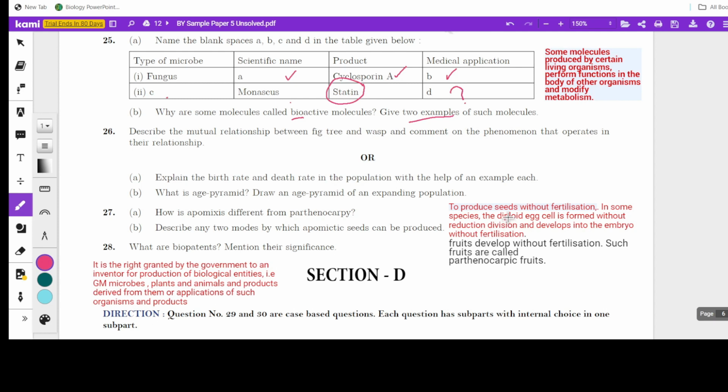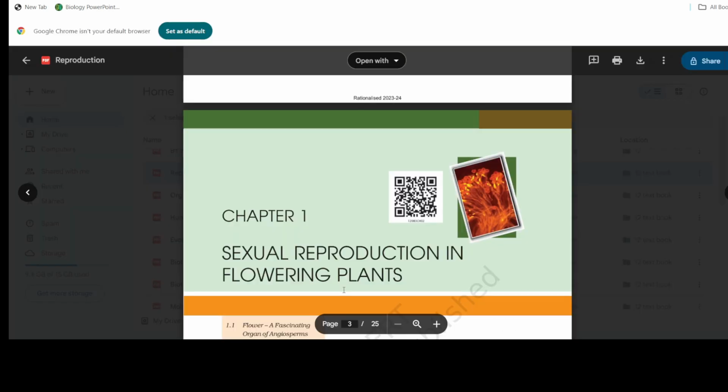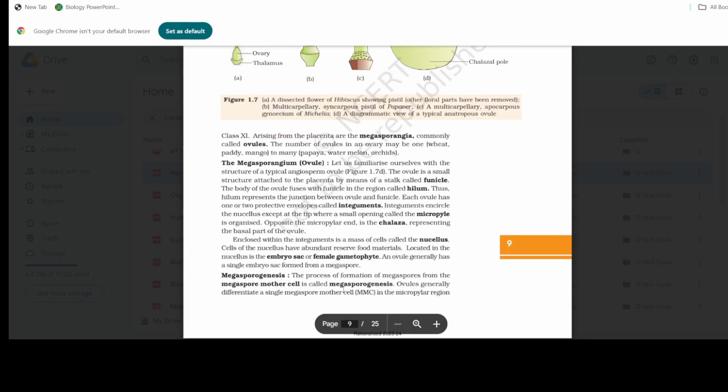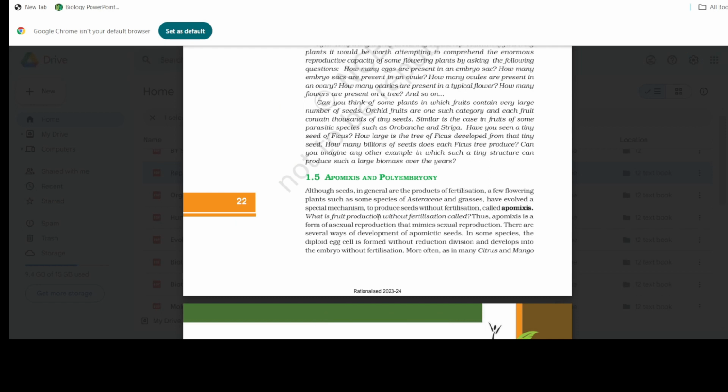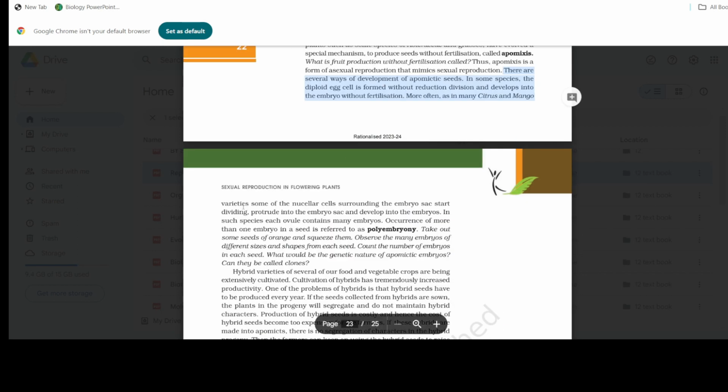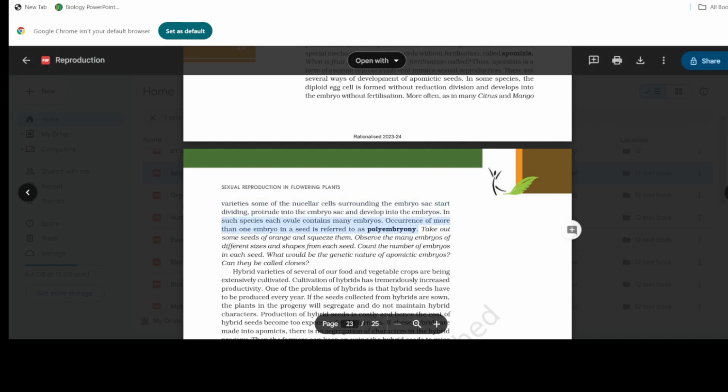You have examples given there. Let's see the examples in the chapter Sexual Reproduction in Flowering Plants. Let's see that apomixis part. So there are several ways of development of apomictic seeds. In some species, the diploid egg cell is formed without reduction division and develops into an embryo without fertilization. More often, as in many citrus and mango varieties, some of the nucellus cells surrounding the embryo sac start dividing and protrude into the embryo sac and develop into embryos. And that condition is called polyembryony. Clear? This is the answer for the second part of that question.